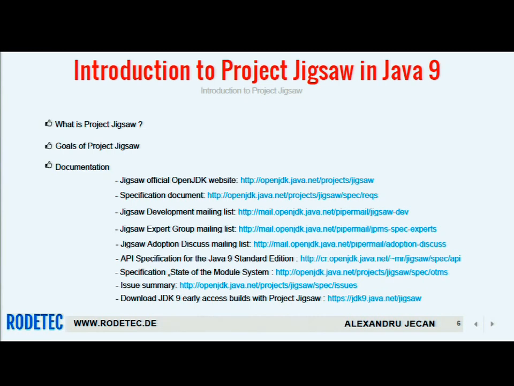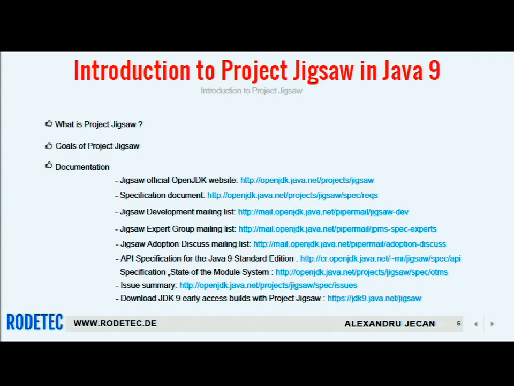You have a lot of documentation on the internet, the Jigsaw official OpenJDK website where you find lots of stuff. Then you have the specification document, everything that has been implemented. I selected 3 mailing lists. There are a lot of mailing lists, but the Jigsaw development mailing list is very active. There are lots of discussions there, lots of open issues that are discussed, and lots of proposed enhancements. And if you have any proposals to enhance Jigsaw, you can post your proposals there.